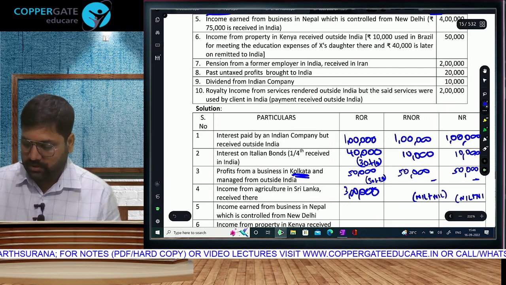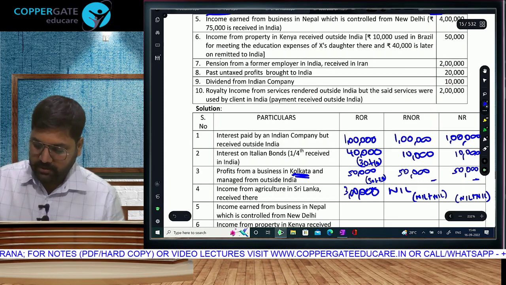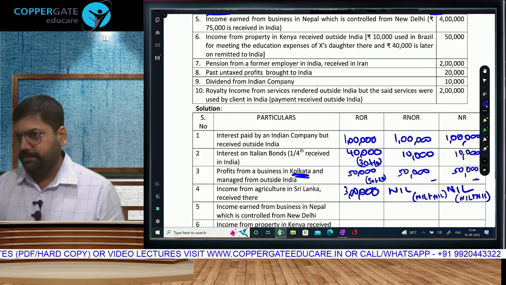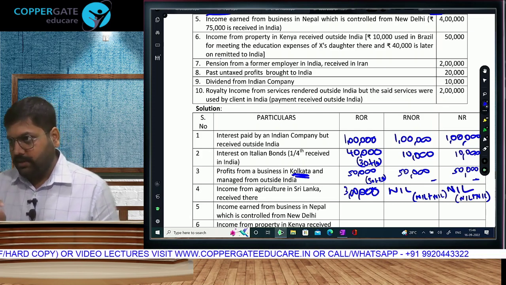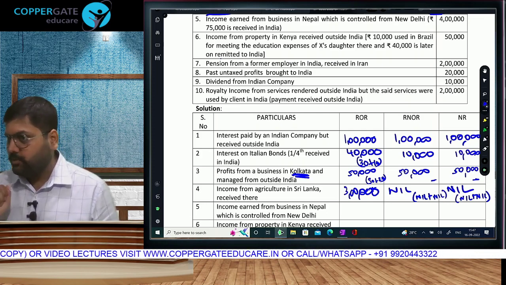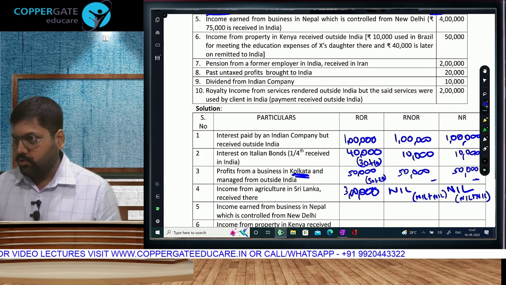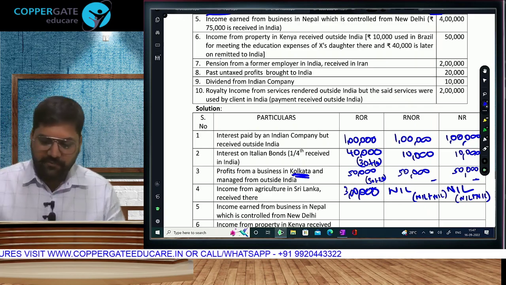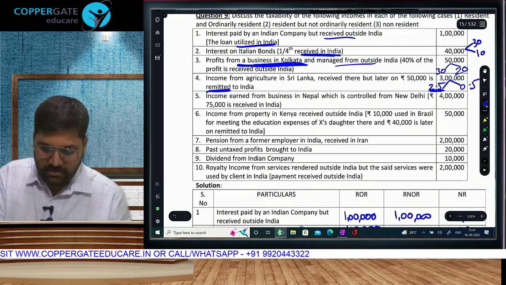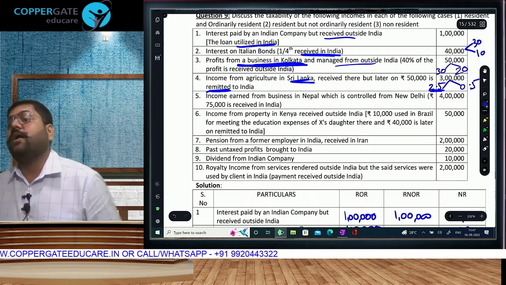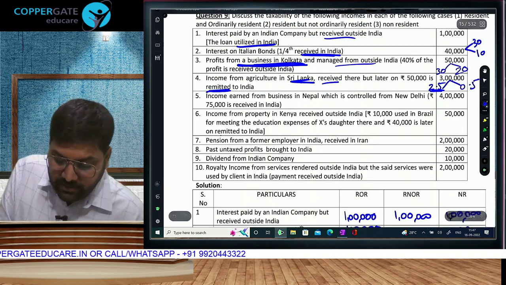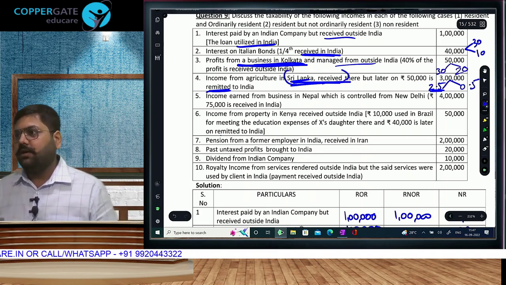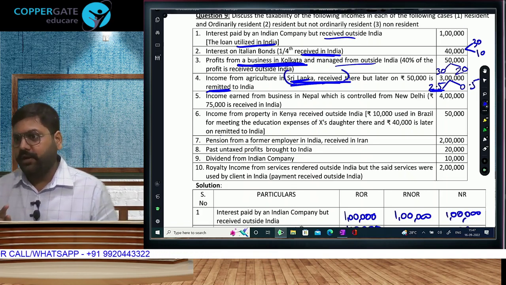Now for those who have not understood, let me explain why this is nil and nil. Please listen. Income earning is a two-step process. Tell me those two steps. Accrued and receive. First you work, then you get paid. Where was this work done? Sri Lanka. And where was the payment received? That means the whole income earning process was done in Sri Lanka. Therefore it is foreign income.